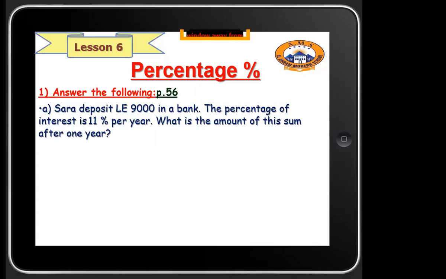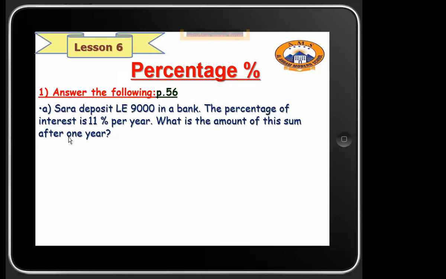Sarah deposits 9,000 pounds in a bank. The percentage of interest is 11% per year. What is the amount of the sum after 1 year?